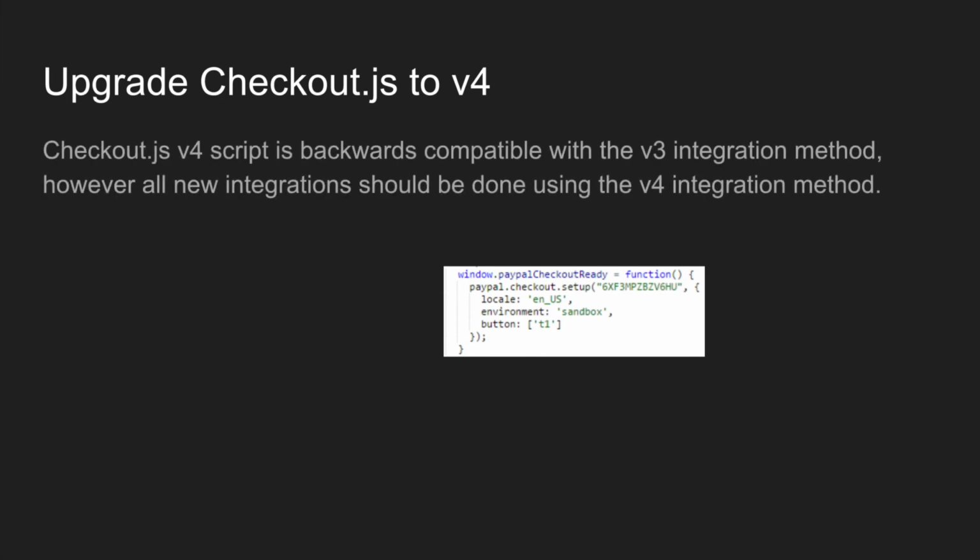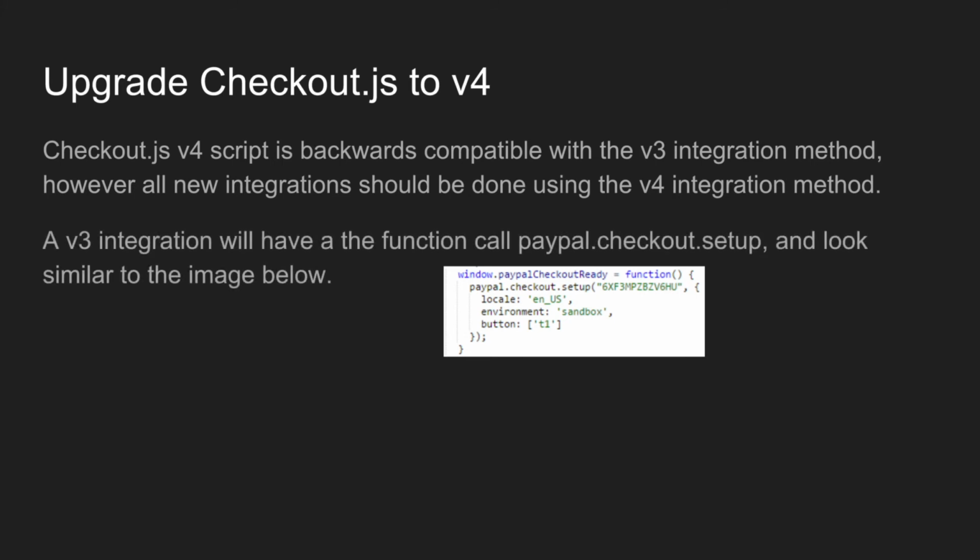All right, so upgrading Checkout.js to version 4. The Checkout.js v4 script is backwards compatible with the v3 integration method. However, all new integrations should be done using the v4 integration method that we did in all the exercises previously. The v4 integration method uses PayPal.button.render, which is the button component that we saw in all our exercises. And then the v3 integration will have the function call below.